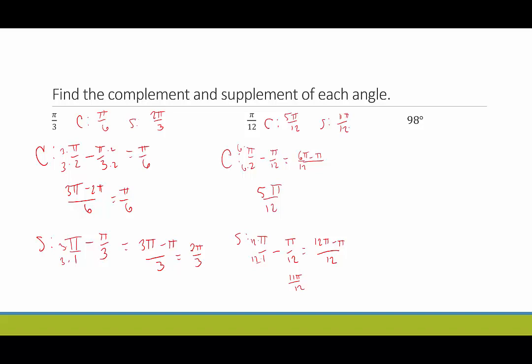Last but not least, 98 degrees. The complement, so remember these two things need to add up to 90 degrees. So 90 is the total minus the piece we have. Looks like we're going into the negatives. The complement will be negative 8 degrees. To find the supplement, we're going to subtract 180 by what we already have, which is 98 degrees. 180 degrees minus 98 degrees would be 82 degrees. So we have our complement is negative 8 degrees and our supplement of 98 degrees is 82 degrees.